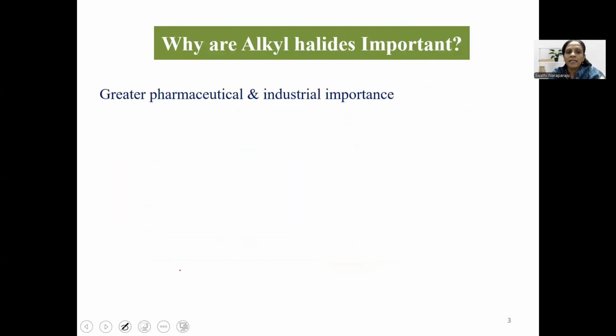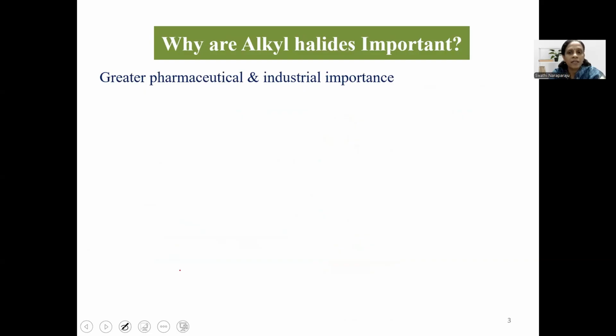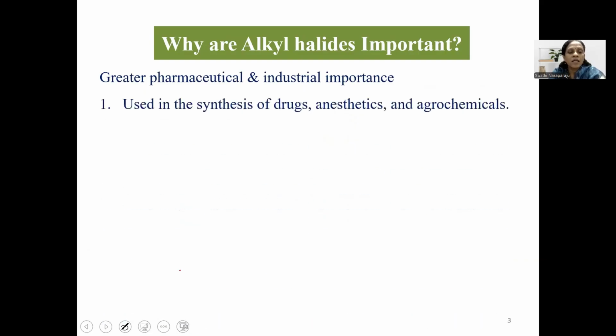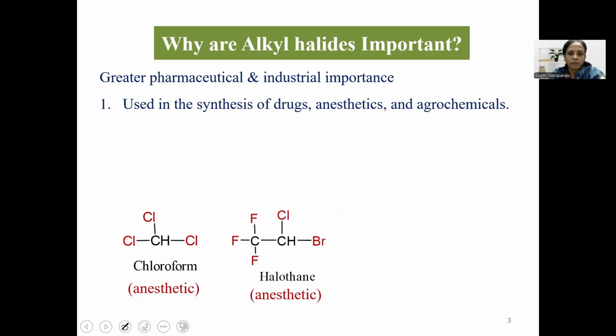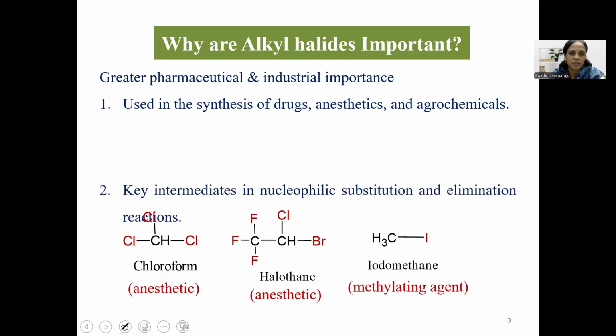Alkyl halides have great pharmaceutical and industrial importance. They are used in the synthesis of drugs, anesthetics and agrochemicals. A few examples are CHCl3, known as chloroform, which is used as an anesthetic agent. Another example is halothane, which is also used as an anesthetic agent. And another example is iodomethane, that is CH3I, which is used as a methylating agent in methylation reactions.